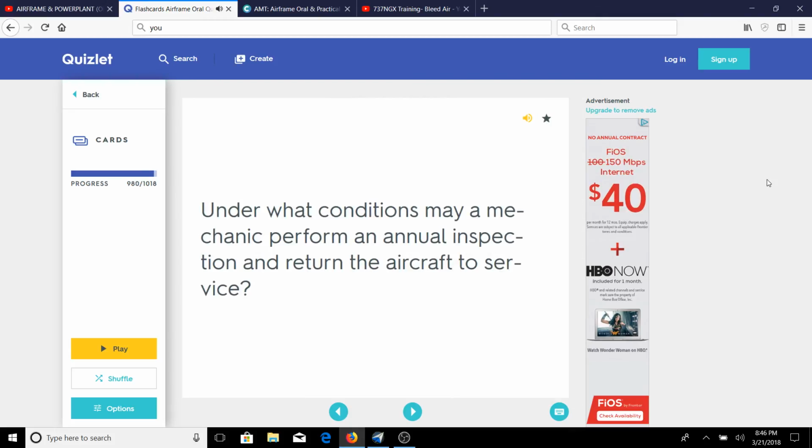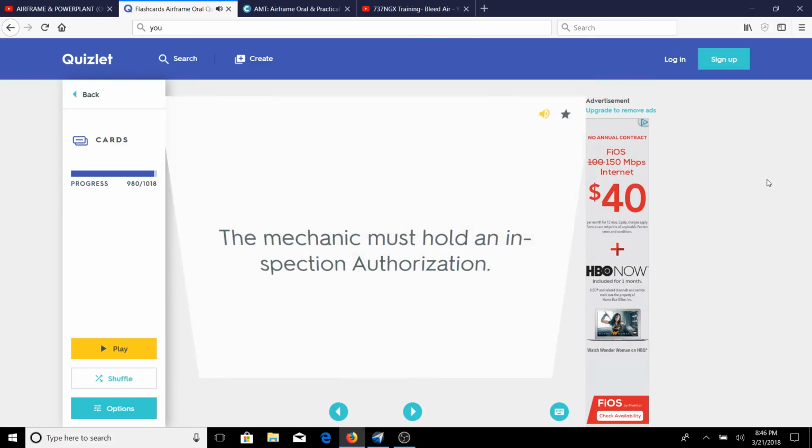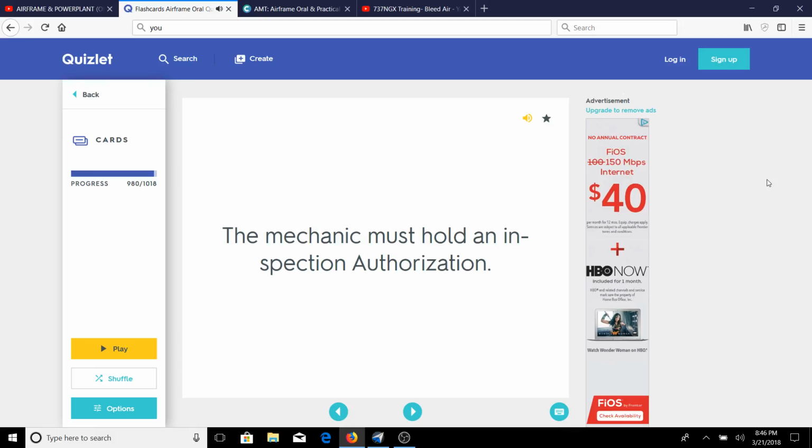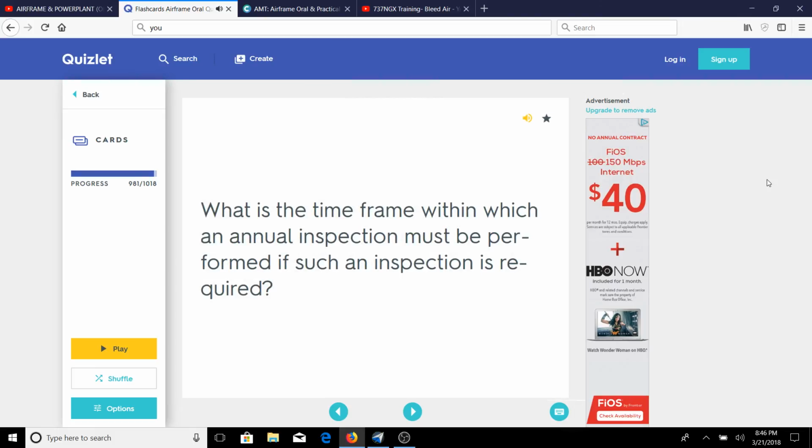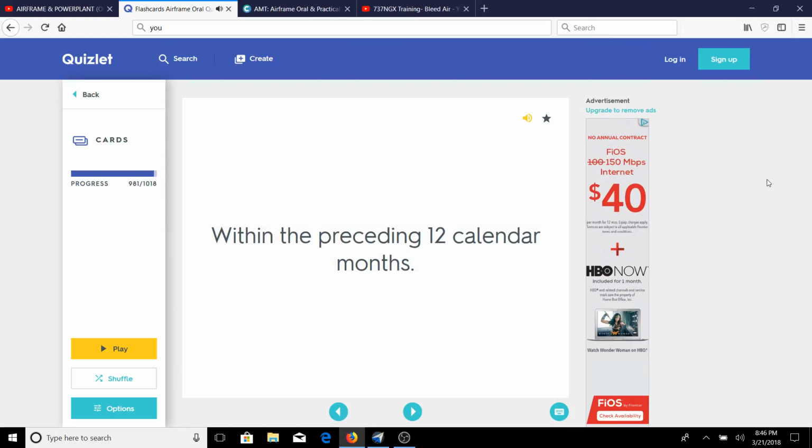Under what conditions may a mechanic perform an annual inspection and return the aircraft to service? The mechanic must hold an inspection authorization. What is the time frame within which an annual inspection must be performed if such an inspection is required? Within the preceding 12 calendar months.